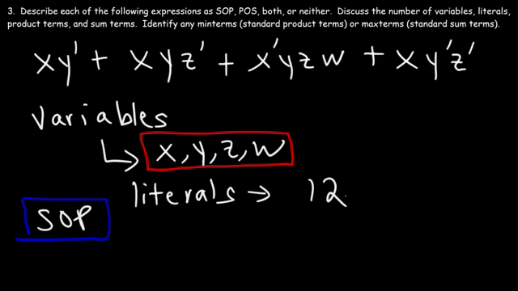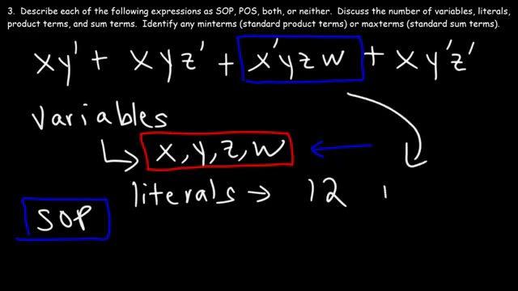Now, what about if we have a min term or a max term? What would you say? In this case, since we're dealing with an SOP expression, a sum of products expression, we need to identify the standard product terms or the min terms. Now, a min term is basically a standard product term that includes each variable of the problem. So it has to include all 4 variables, either complemented or uncomplemented. So this term right here is the min term in this expression because it has all 4 variables.